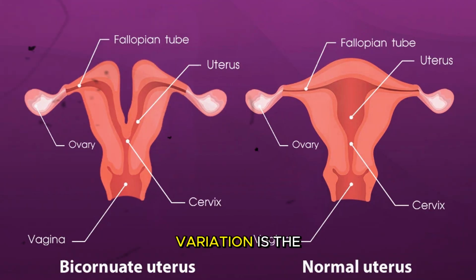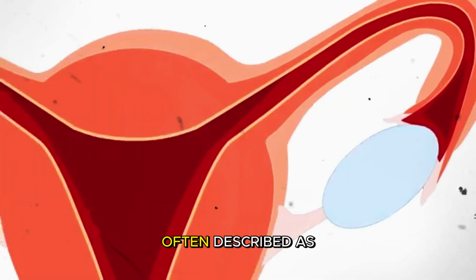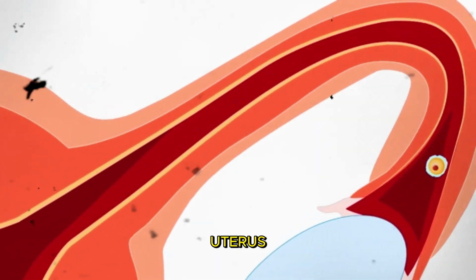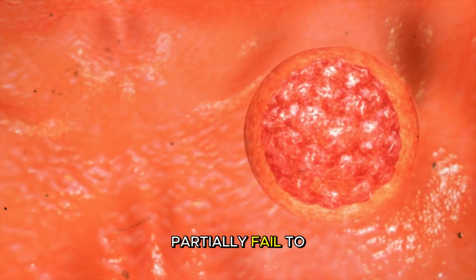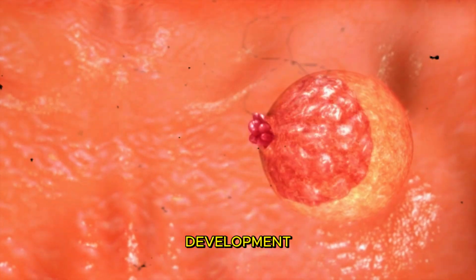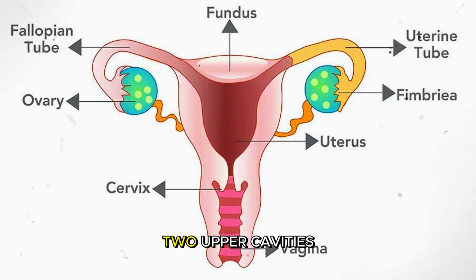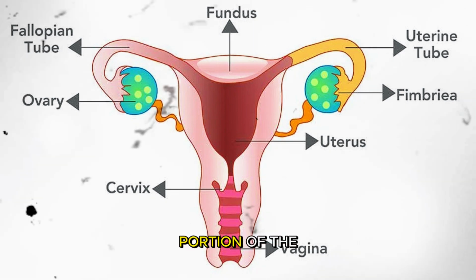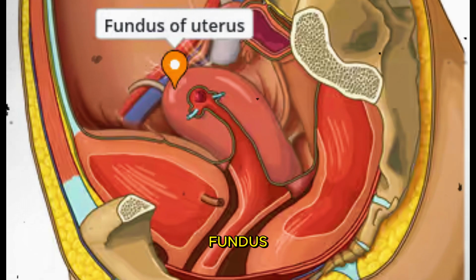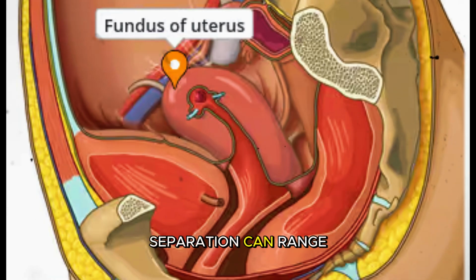Another well-known variation is the bicornuate uterus, often described as a heart-shaped uterus. This congenital anomaly develops when the mullerian ducts partially fail to fuse during embryonic development. The result is a uterus with two upper cavities, or horns, along with a visible indentation at the top portion of the uterus, known as the fundus. Although most cases involve a single cervix, the degree of separation can range from mild to more pronounced forms.